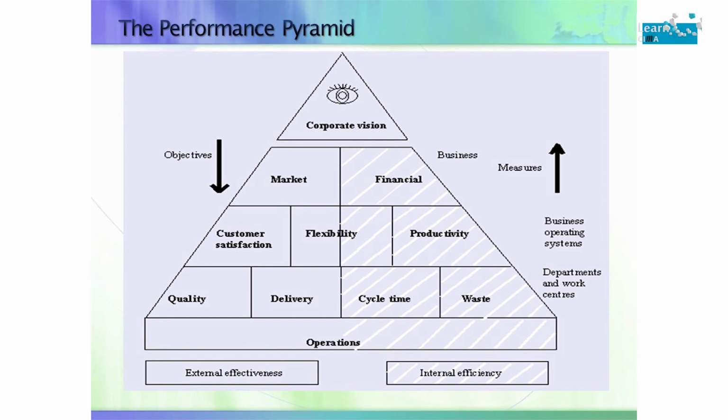If you look at the diagram, you can see it looks like a pyramid. I'm not quite sure why it's got an eye at the top, presuming that's the corporate vision. But the left-hand side of the pyramid is the marketing aspects of a business, and the right-hand side of the pyramid are the financial aspects. And what it says is, well, strategically, a company is going to have market and financial goals.